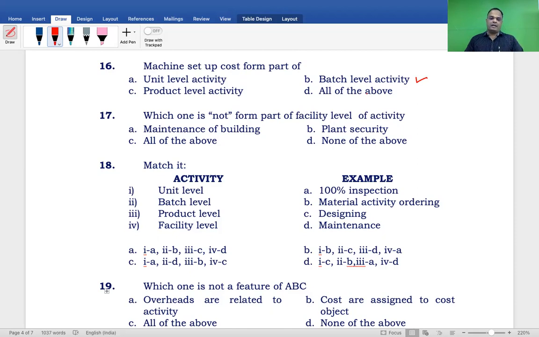Clear? Then product level activity. I am doing advertisement for the product, for example Hari's costing class, not for one unit or one student, not for one batch. It's for the product as a whole.